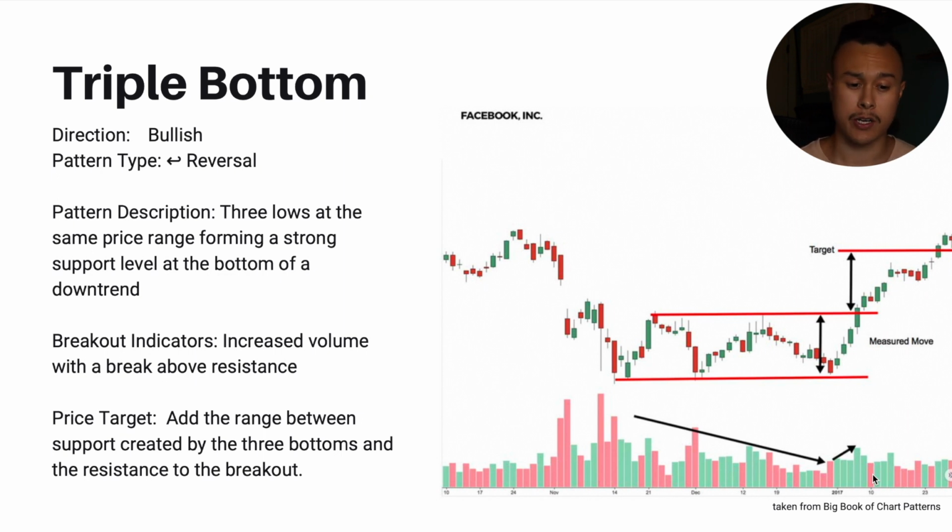So to find your price target, you're going to add the range between the support created by the 3 bottoms and the resistance level that it's come up to touch, and you're gonna add that to the breakout. So essentially you're gonna double that amount.